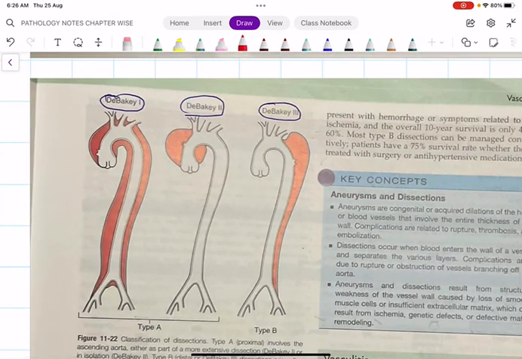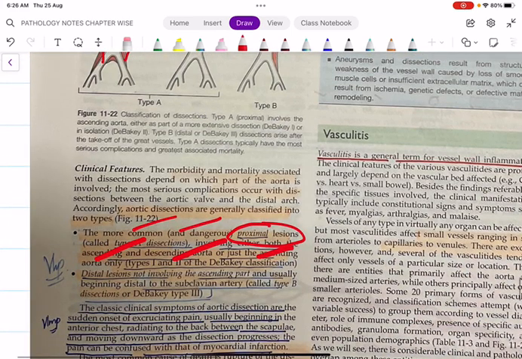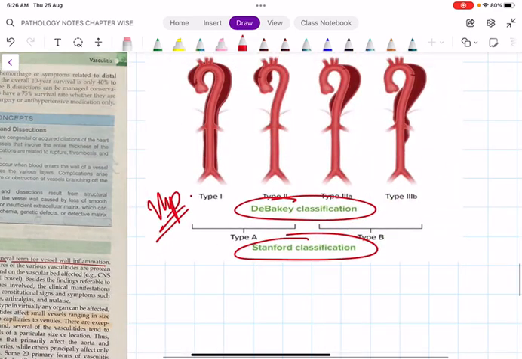You can see here, this is the involvement of the ascending aorta. This is the descending aorta. You can see here both ascending as well as descending aorta are involved, or only the ascending aorta is involved. So these are proximal lesions. These are called type A according to Stanford, or type 1 and type 2 according to DeBakey. So type A means ascending aorta or descending aorta or both. Simple. Fine?